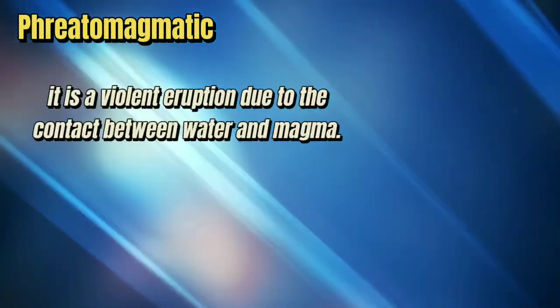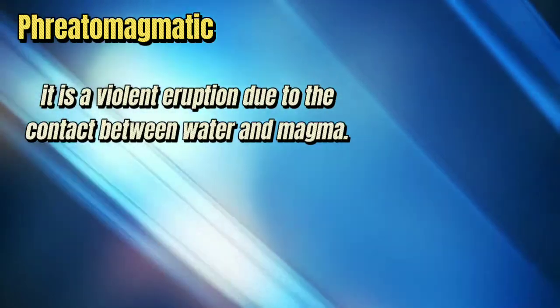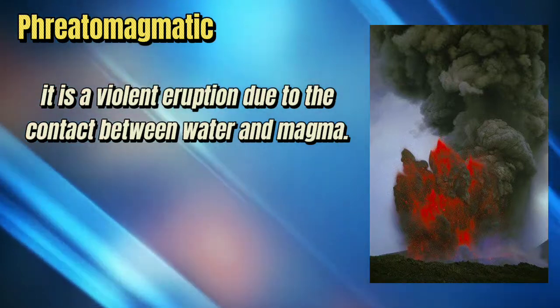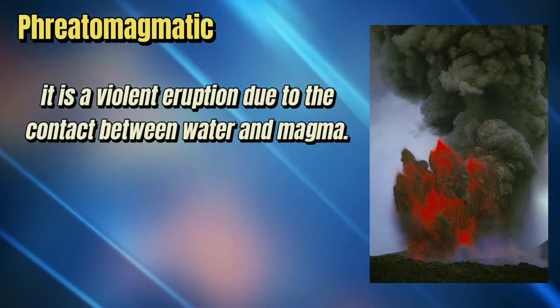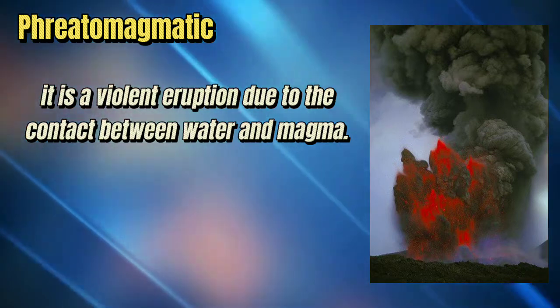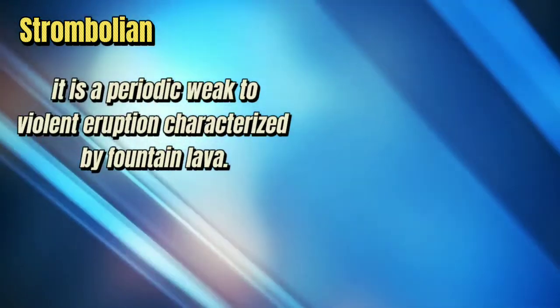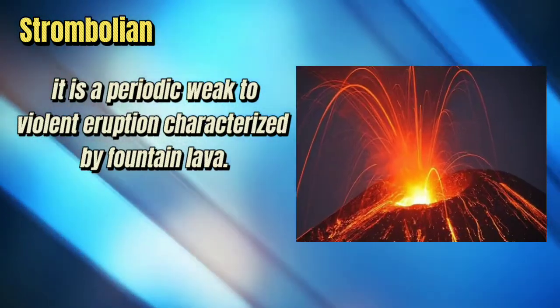Phreatomagmatic. It is a violent eruption due to the contact between water and magma. As a result, a large column of very fine ash and high speed and sideway emission of pyroclastics called base surges are observed. Strombolian. It is a periodic weak to violent eruption characterized by fountain lava.